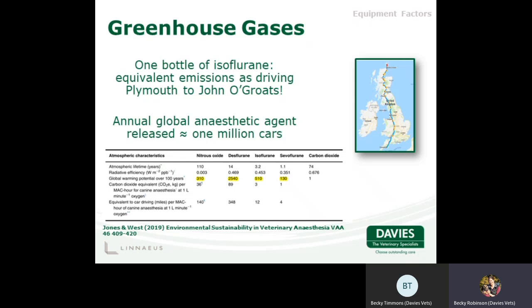So it is important that we are conscious of what we're doing and make an effort to try and reduce our impact. We can see from this table here that the different anaesthetic agents have a differing level of impact, with nitrous oxide and desflurane being the worst out of the commonly available anaesthetic agents.